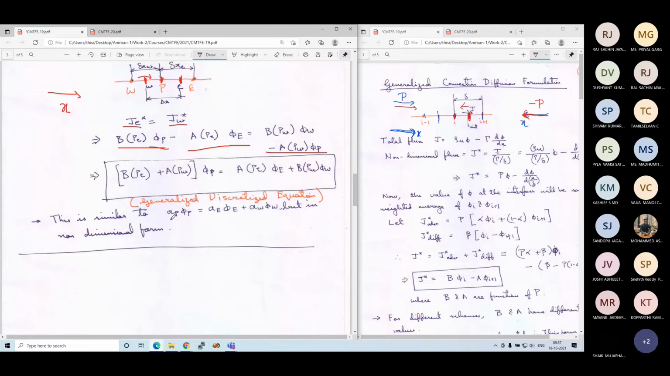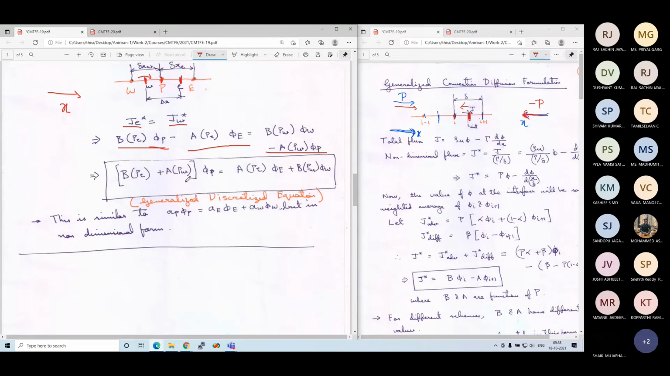Here AP is B as a function of Peclet number at the east interface, plus A as a function of Peclet number at the west interface. So this is AP, and AE is equal to A as a function of Peclet number at the east interface, and AW is equal to B as a function of Peclet number at the west interface. But in non-dimensional form. This is the generalized discretized equation in non-dimensional form, similar to AP phi P equals AE phi E plus AW phi W. The coefficients are in non-dimensional form.